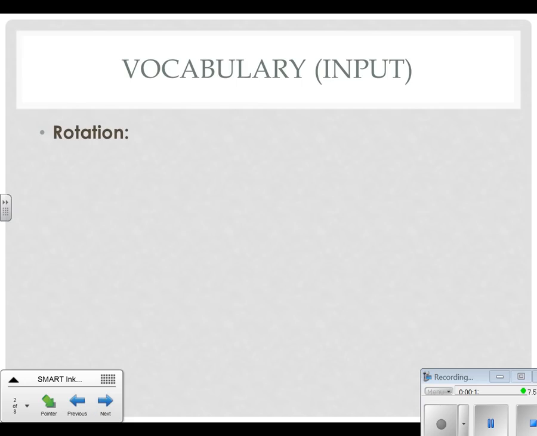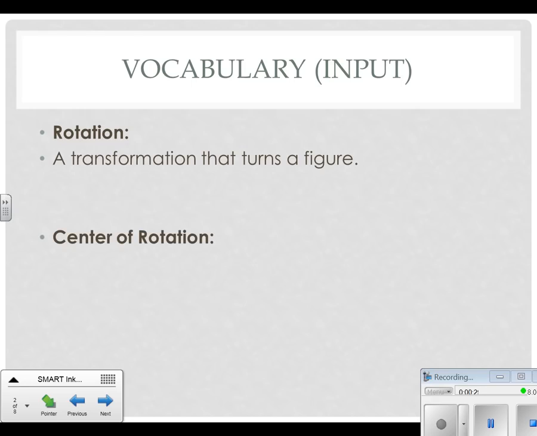A rotation is another type of transformation. We know a transformation, we're changing an image. We've talked about translation is sliding an image, reflection is flipping an image, and now rotation is a type of transformation that will turn a figure. When we turn a figure, we have a center of rotation. That's the fixed point where the figure is turned. We can rotate clockwise or counterclockwise.